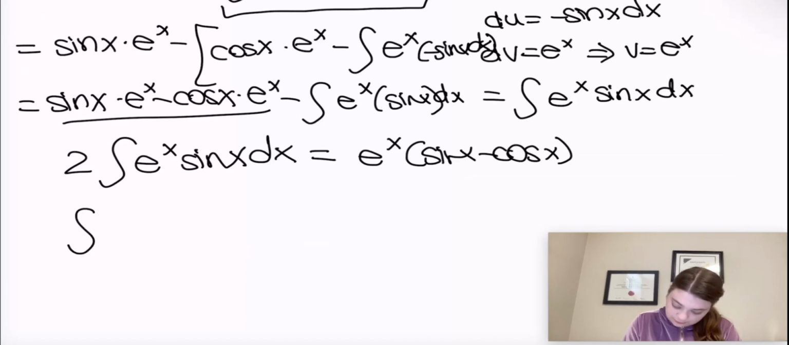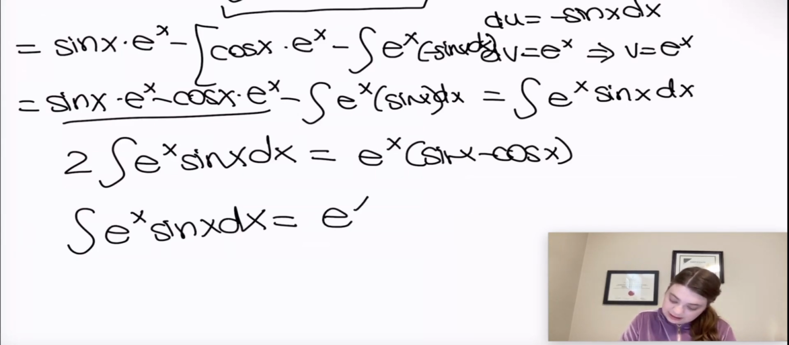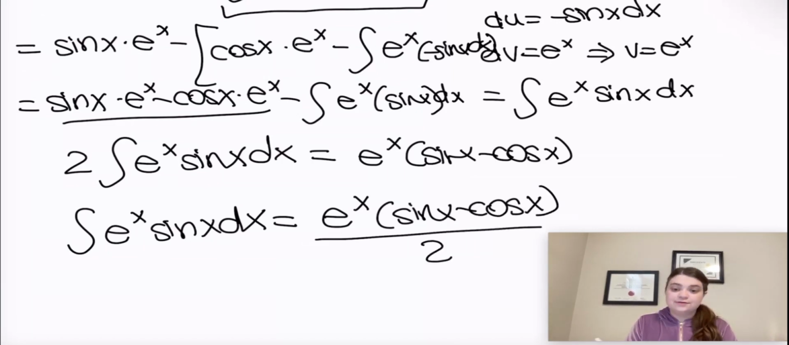So the final answer for the integral of e to the x times sine x dx is going to be equal to e to the power x times sine x minus cos x, divided by 2, by dividing both sides by 2. And there we go. Now we have solved it.